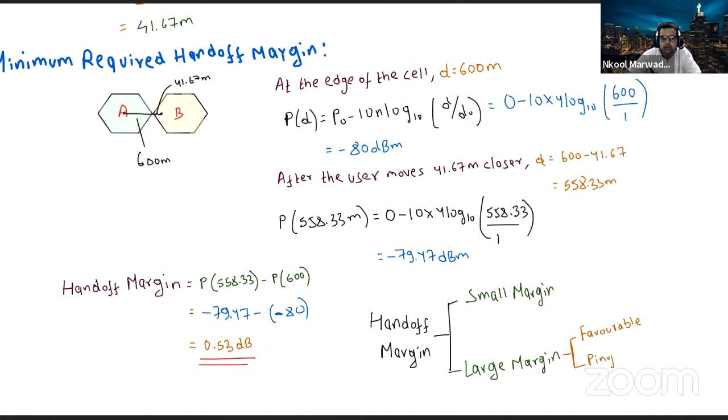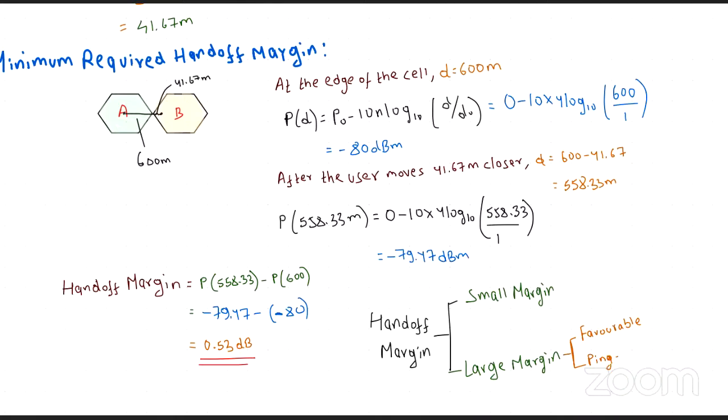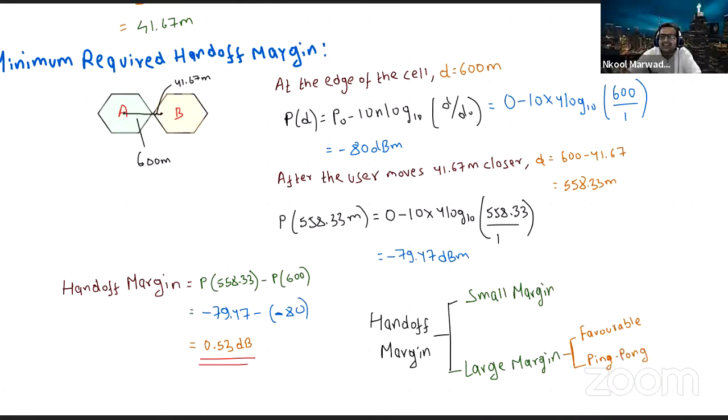And what is this ping pong handoff? Ping pong handoff means for some time the control is given to B, then once again it is given to A. Ping pong, like table tennis.